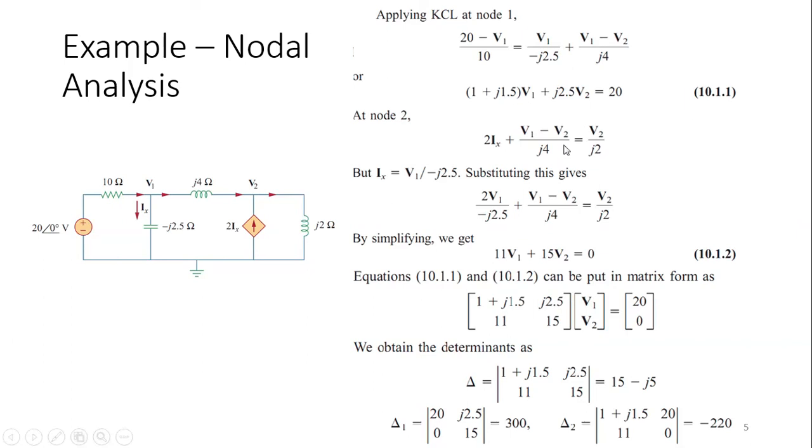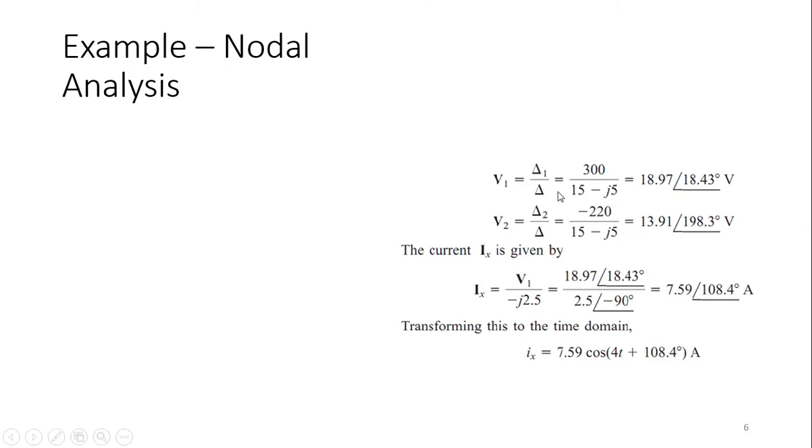These are phasor quantities, and these can include the magnitude and phase angle as well. So here we have got the magnitude and phase angles. In this way, if we want to find the current through the capacitor, it is the capacitor's voltage divided by the capacitor's reactance. This would result in 7.59 angle 108.4 as the phasor current through the capacitor.